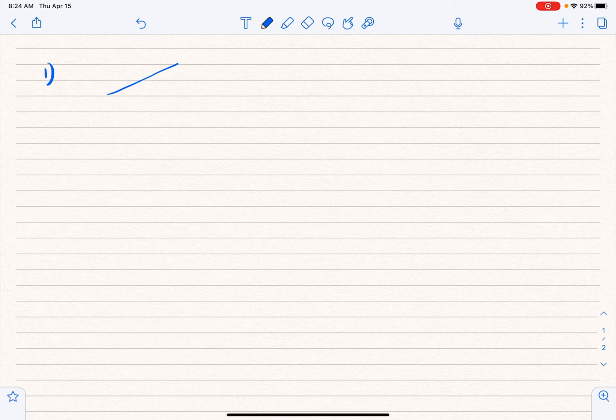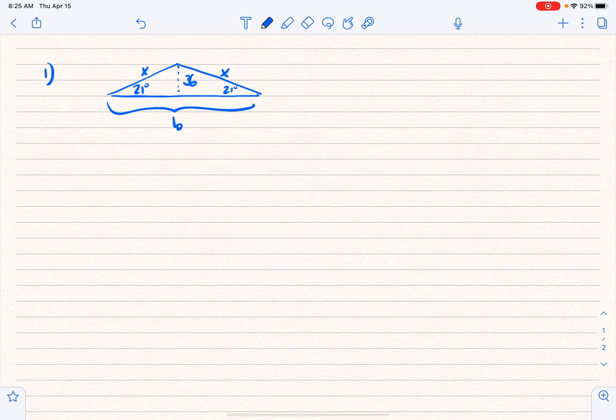And the one thing we know about it is that it's got an altitude of 36 centimeters, okay? So that means this part right here in the middle, this is 36 centimeters. All right, and it says that the two congruent base angles are 21 degrees, all right? And so the thing that you're supposed to figure out is how long are these two congruent sides and how long is the entire base.